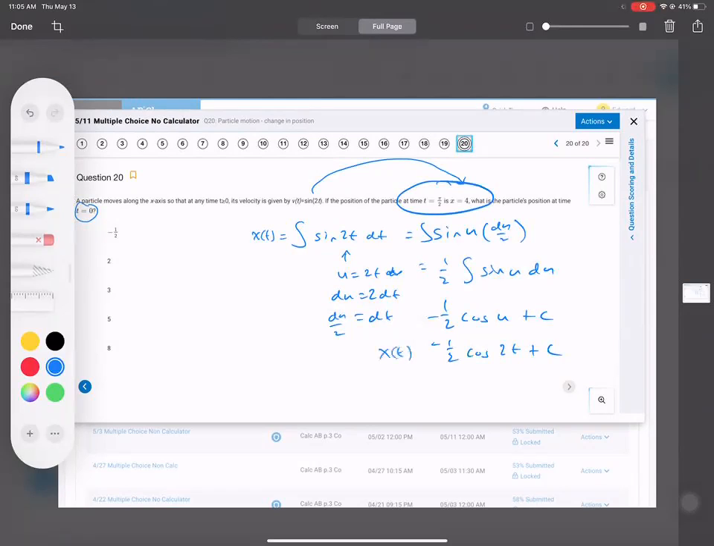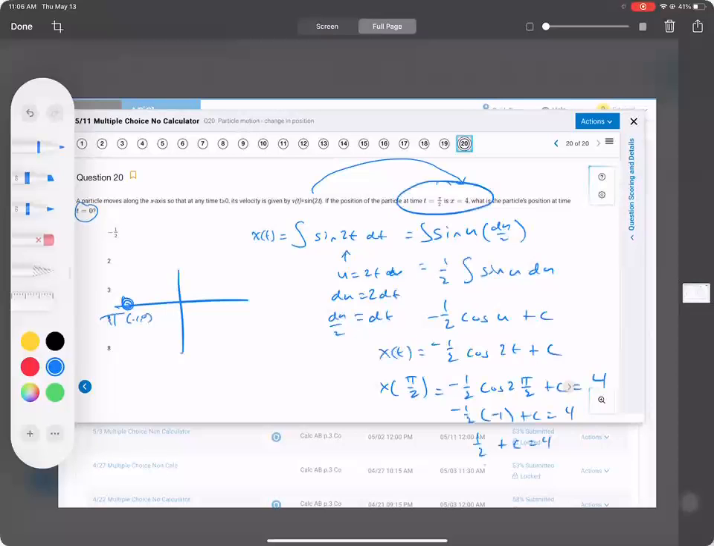Now we have to plug in the initial condition to find out what our actual equation is. So let's go ahead and plug it in. x of pi over 2 is negative 1 over 2 cosine of 2 pi over 2 plus c, and for sure this is equal to 4. Right? Now, what's cosine of pi over 2 times 2? That's cosine of pi. If you remember the unit circle, here is pi. What's the cosine? What's the x value? That's going to be negative 1, 0. So that's negative 1 first, times negative 1/2, and this is going to be negative 1 plus c is equal to 4. Negative 1/2 times 1 is negative 1/2. So 1/2 plus c is equal to 4. So c is equal to 3.5.